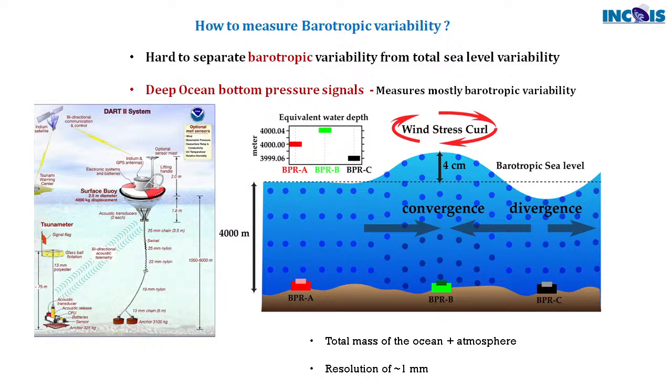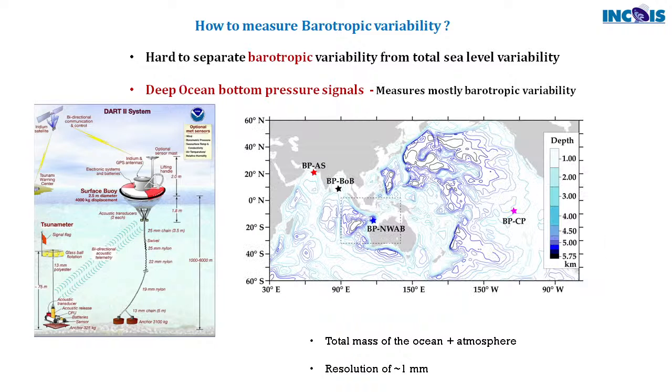So as a primary tsunami warning center agency, INCOIS has also deployed BPRs in the tropical Indian Ocean. There are 3 BPRs that we have, 2 BPRs that we have deployed in the Indian Ocean, one in the Arabian Sea and one in the Bay of Bengal. So it is marked as BP, that is bottom pressure, at Arabian Sea and bottom pressure Bay of Bengal. And NOAA also has kept bottom pressure recorders in the rest of the global ocean. So we have also taken one in the Northwest Australian Basin. This is the BPR sitting here, and one in the Central Pacific.